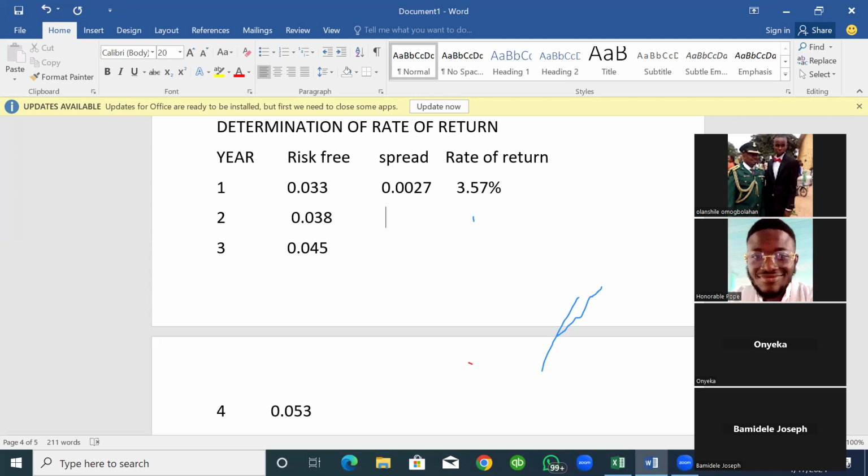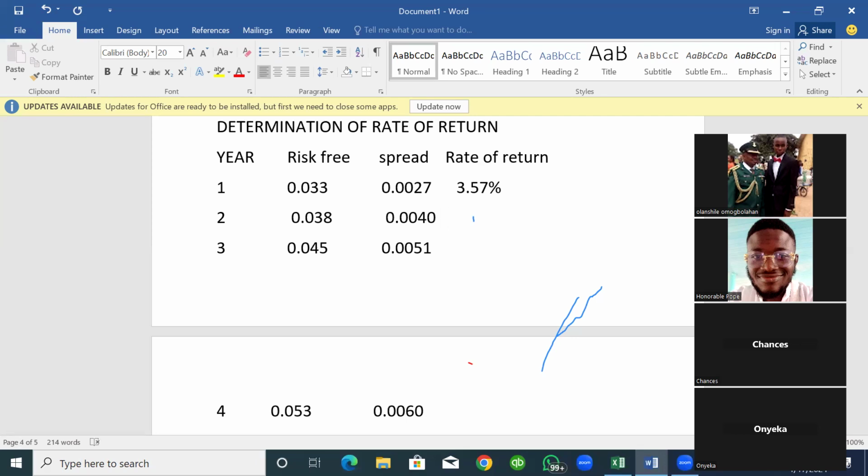The spread for the second year is 0.0040. The third year, 0.0051. For the fourth year, 0.0060. Someone should be adding the rate of return like that. The rate of return for the second year.